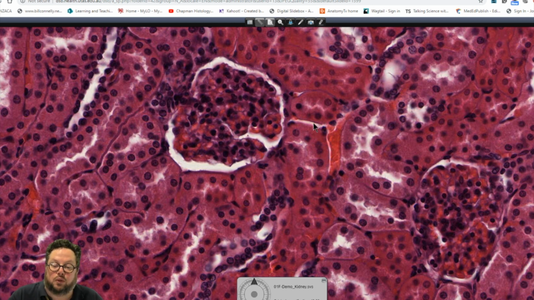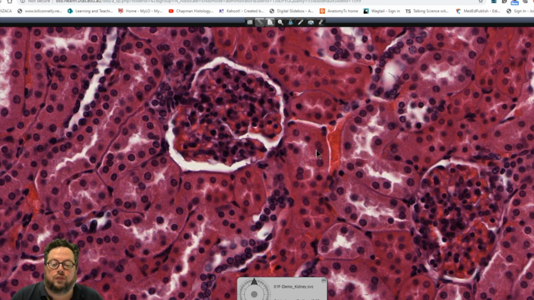Now the proximal convoluted tubule is lined by a simple cuboidal epithelium. You can see the nice round nuclei of our simple cuboidal epithelium. You can see its lumen is quite indistinct, very difficult to see, and that's because these cells have a very well developed brush border, which of course they use to increase surface area for absorption.